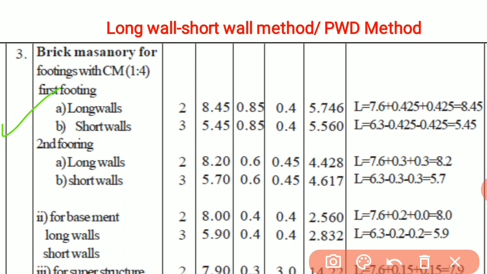Okay, so same thing we are going to do with the length part. So what is the center to center length? It is 7.6 and 6.3. It will remain the same all over the calculations. 7.6 is the long wall length and 6.3 is the short wall length. So what we are going to do next, we are going to add one width of wall for the long wall, and we are going to subtract one width of wall for the short walls.